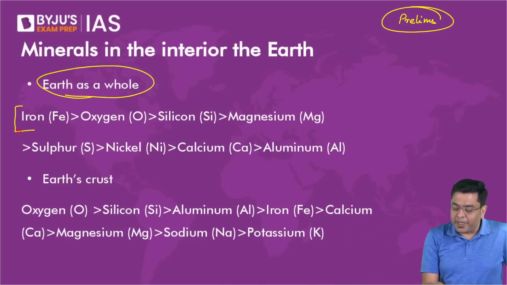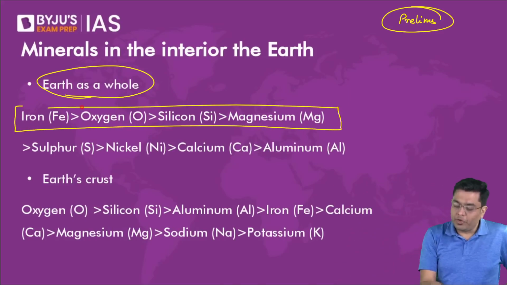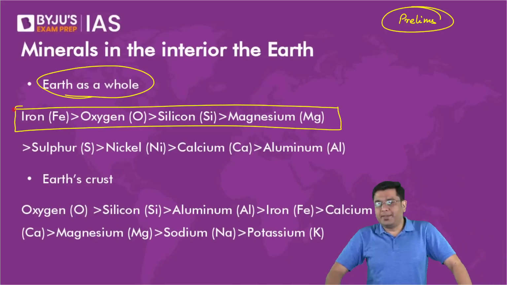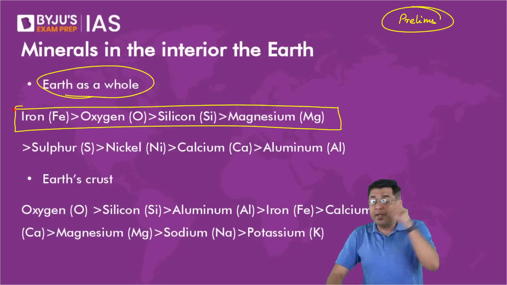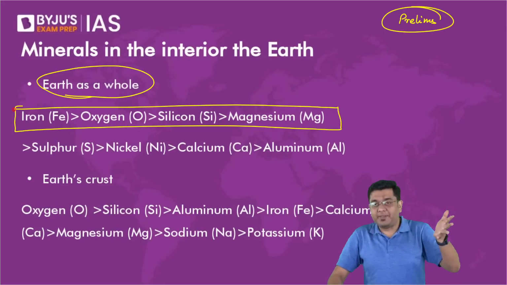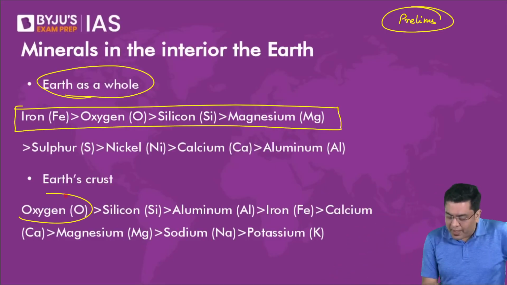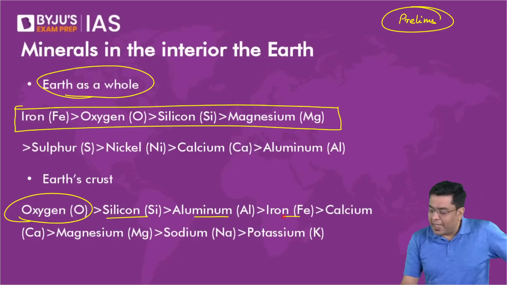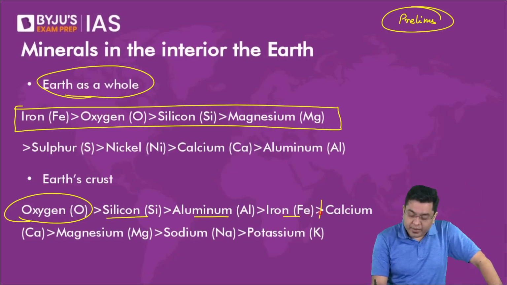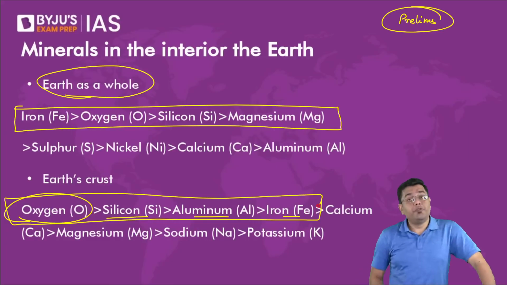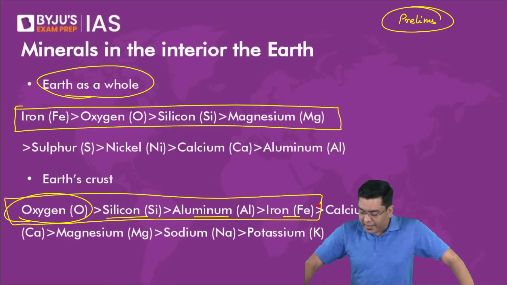Ideally, for your examination, the top four need to be recalled. But when you consider only the Earth's surface, not the entirety of the planet, only the top of the crust, there oxygen is the most abundant, followed by silicon, aluminium, and then comes iron. So again, top four, you need to be recalling that for your examination perspective.